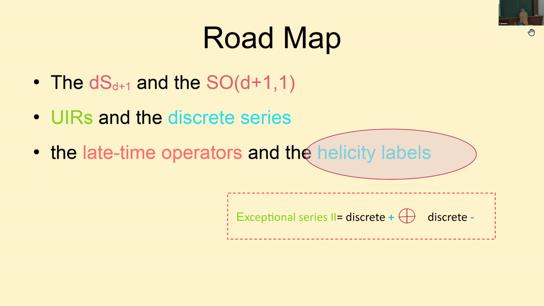Scalars, depending on how big the mass is, principal series and complementary series, and then make them massless. Yes, it is a kind of. It is very subtle. We will discuss why it's subtle. So it's one of the exceptional series, one of the exceptional series that doesn't break into discrete.